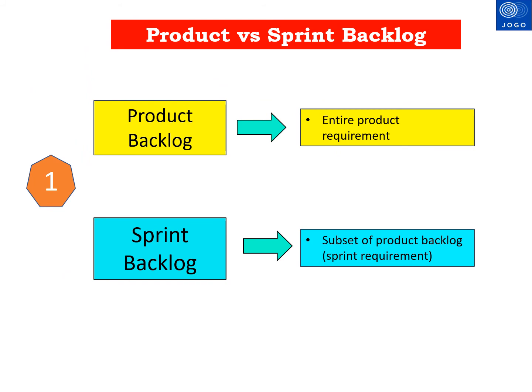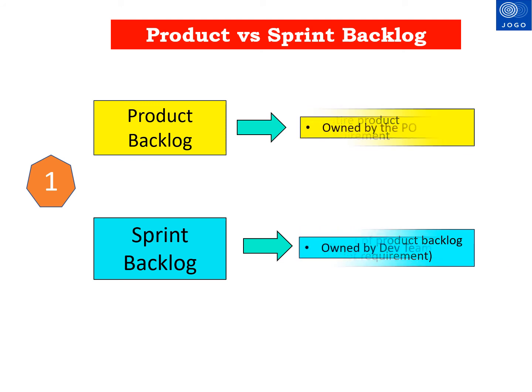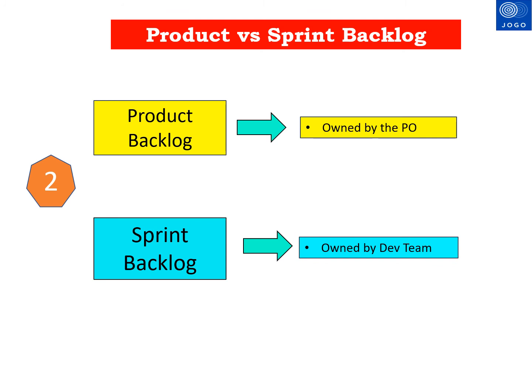Let me explain the top 10 differences between the product backlog and sprint backlog. The first one is, product backlog is a master requirement document for the entire product. Sprint backlog is a subset of product backlog. Product backlog will be owned by the product owner because it's a master list for the entire product. Sprint backlog will be owned by the development team because it's a commitment for the particular sprint.